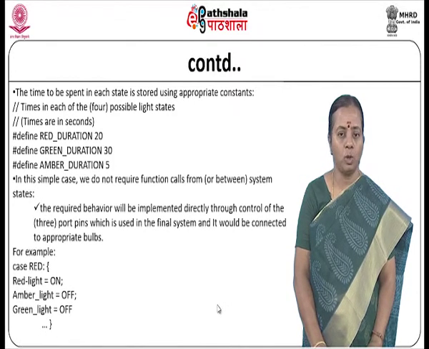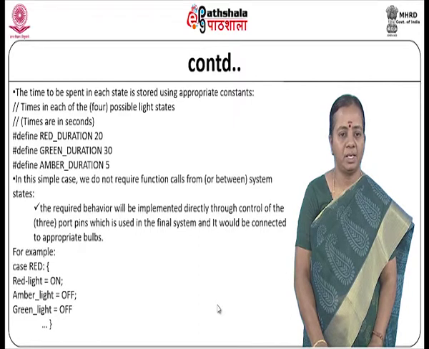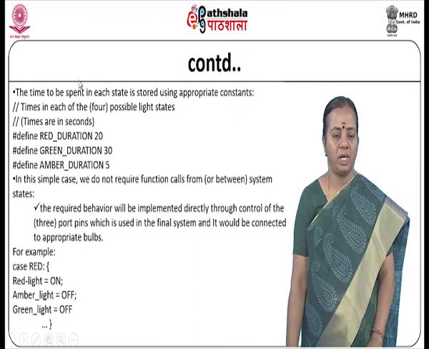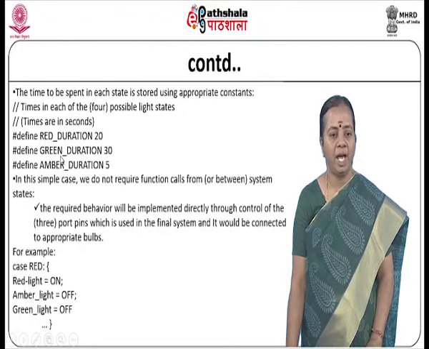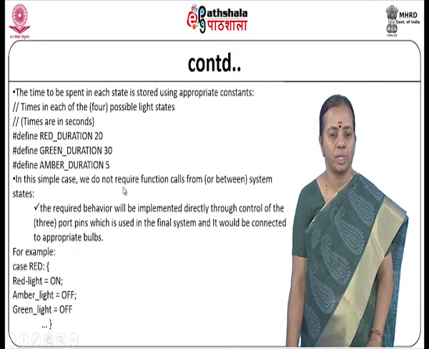This is pseudo code which explains how you will implement your traffic light system. You see that each state is defined: #define red duration is 20, that means for 20 seconds the red light will glow. #define green duration is 30, #define amber duration is 5. If I set these at the beginning itself, then each state will last only for these seconds in this particular traffic light control.